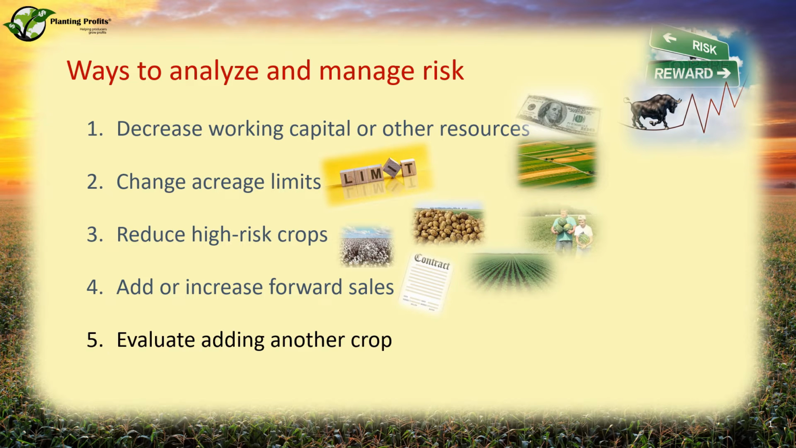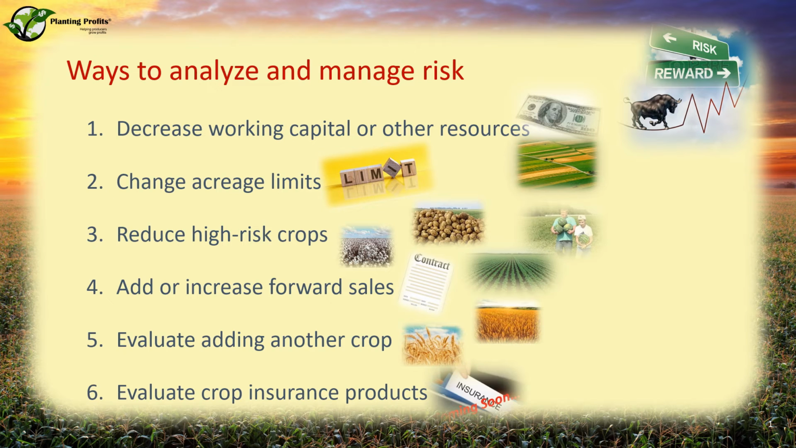Number 5, evaluate adding another crop to diversify agronomic risk using various approaches such as staggering critical growth stages, using multiple varieties, different amounts of fertilizer, etc. Number 6, evaluate crop insurance products. Planting Profits is currently incorporating crop insurance into the planning process and our software.